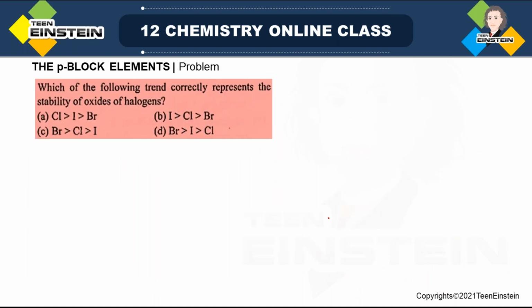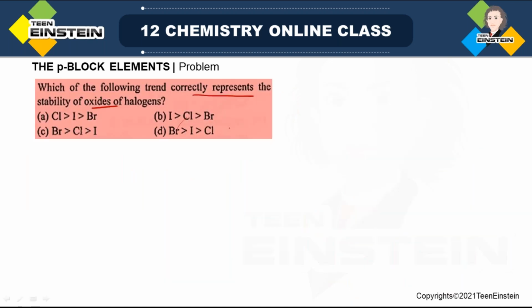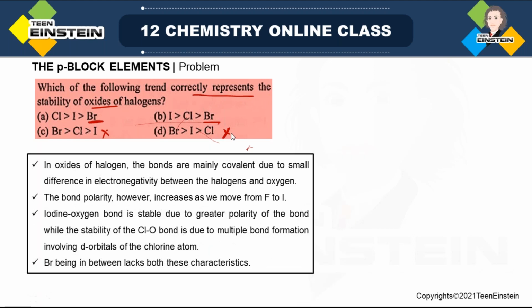Related to this, which of the following trends correctly represents the stability of oxides of halogen? Remember what you have seen in the last slide? Oxides of bromine are least stable. So according to that logic, which option should be correct? Bromine should be at last. Now option A, also option B, bromine is at the last position. You can easily cancel out the other two options, but you have to choose between A and B. So how to do it?